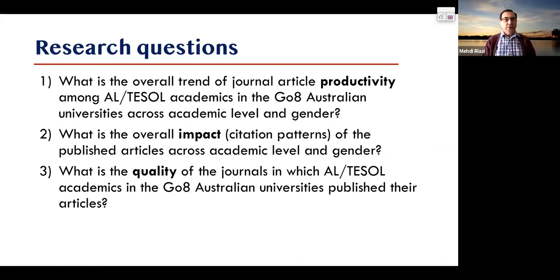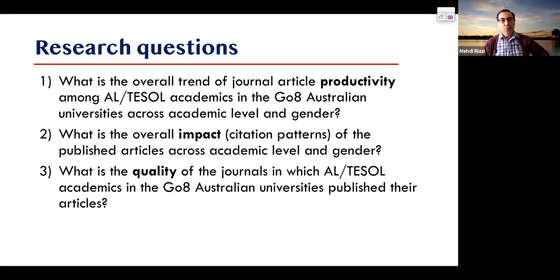The research questions: we posed 3 research questions. Number 1, what is the overall trend of journal article productivity among this group of academics in the Group of 8 universities as it relates to their academic level and gender? And what is the overall impact, the citation patterns, of the published articles across academic level and gender again?